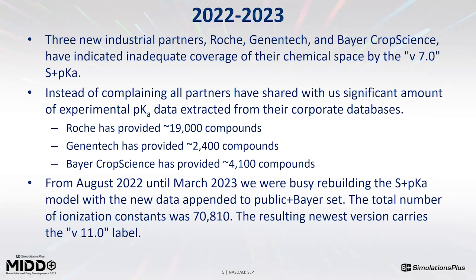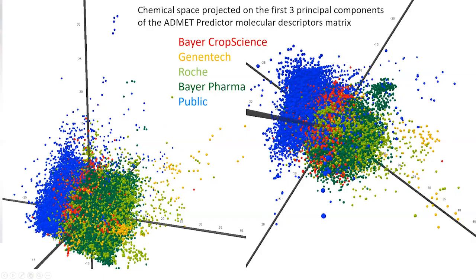And of course, the number of compounds does not translate directly to the number of ionization constants. There are multiple constants per compound. So the total number of ionization constants is over 70,000. I will label the new model version 11 to distinguish it from the previous ones.